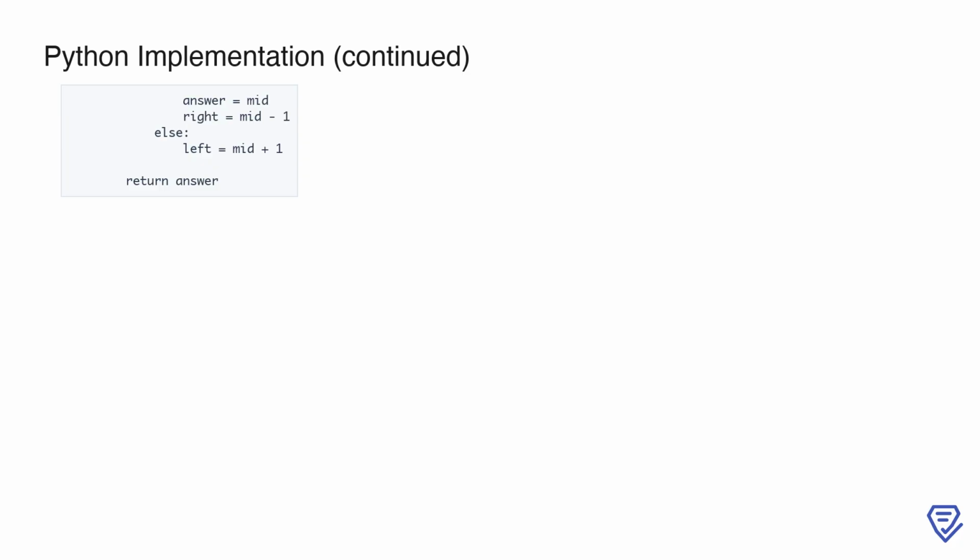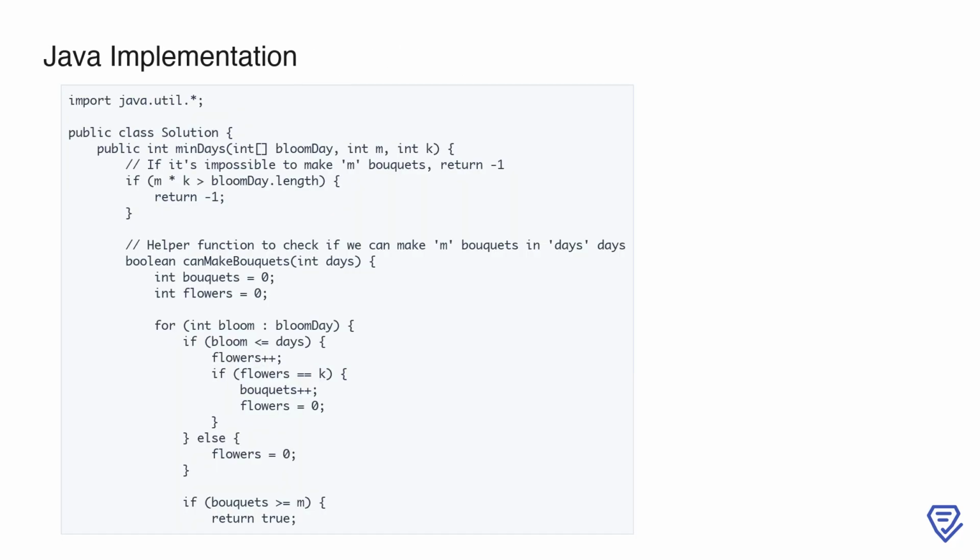If no valid number of days was found during the binary search, the answer will remain -1, which correctly reflects that it's impossible to meet the requirement. Here, we start by defining the minDays method, which takes an array bloomDay, the number of bouquets m, and the number of flowers per bouquet k.